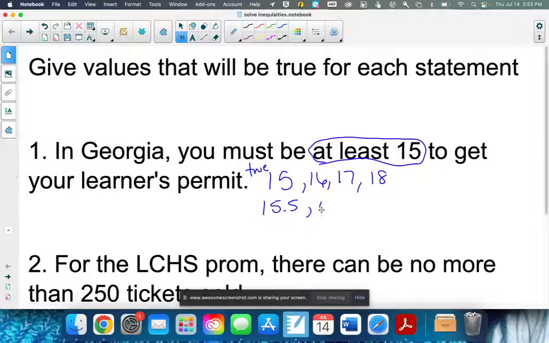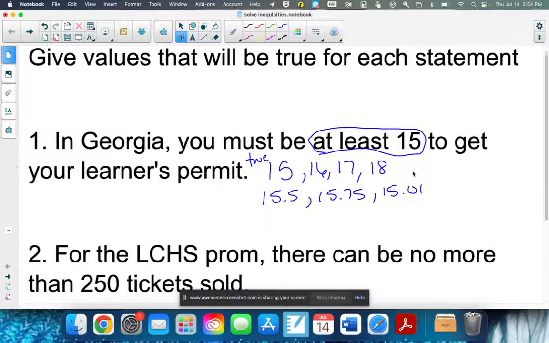You could be 15 and 3/4, meaning like 3 months from your 16th birthday. You could be any of these decimals in between. You could be 15 years and, I don't know, whatever 100th would be of 365 days, probably like 3.5 days, whatever it is. But you can have all those decimals in between, but you have to be at least 15. So 14.99999 is no, you're not allowed to do it in Georgia as far as a permit. The soonest you can get it is on your 15th birthday. So you have to be at least 15.